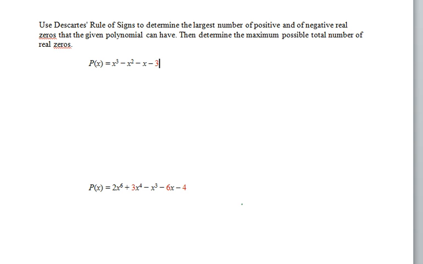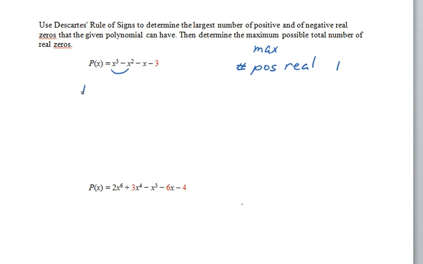So our second example is x cubed minus x squared minus x minus 3. So here there's only a change from the first term to the second term, from a positive 1 to a negative 1. So the maximum possible for the number of positive real zeros is 1.